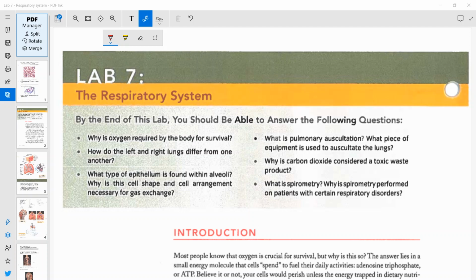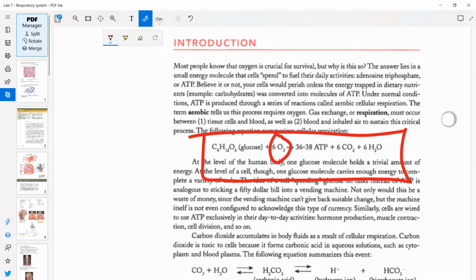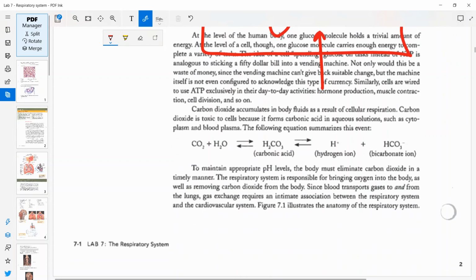So we will review the lab on the respiratory system, and we're going to start with a brief overview of what the respiratory system does. It delivers oxygen for the process of cellular respiration, and the result of this process, you can see, it generates ATP, molecules that are the short-term energy storage in the cell, and it also generates carbon dioxide, which we have to exhale.